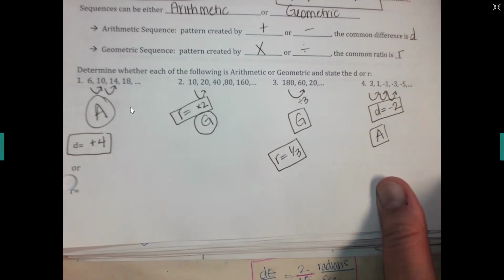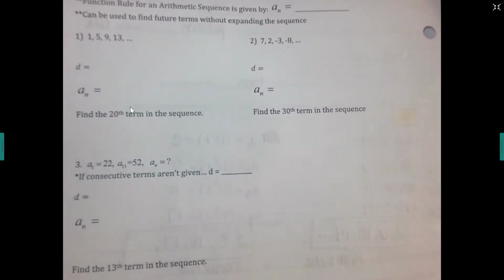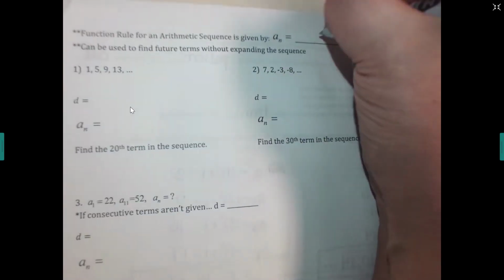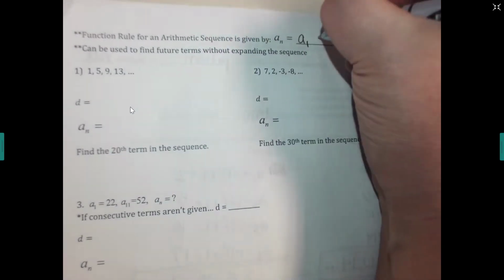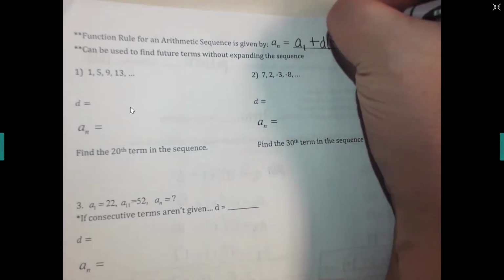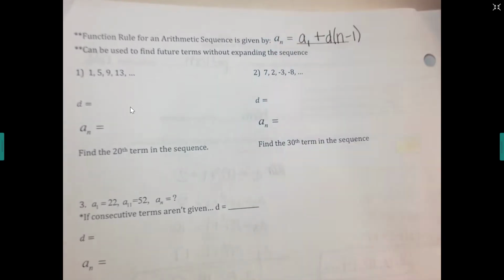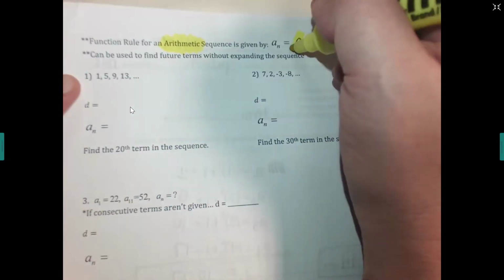All right, so if you have the numbers in the sequence, you should also be able to go back and write the function rule. So at the top, if it is arithmetic, meaning it's a plus or minus pattern, here's your sequence. You're going to do A1 plus whatever the difference is times n minus 1. Write that down. But this is only if it's arithmetic that you would use that one.